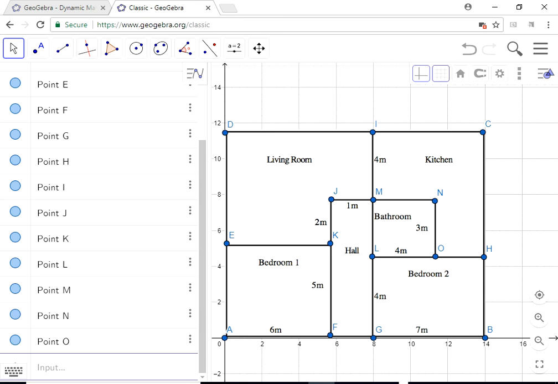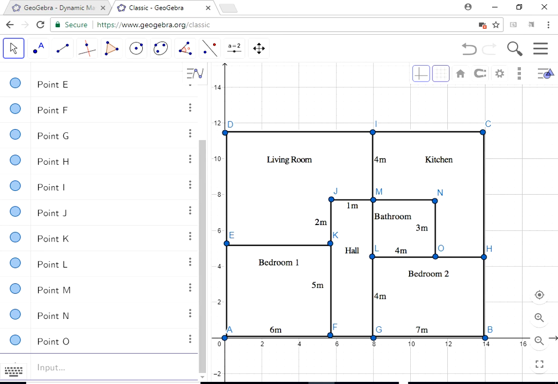Now we're going to try to find the total area of the house. To find the total area of the house, we're going to take A to B times A to D. So that is 14 times 11, which would give us 154 square meters. So to cover the whole entire floor, it takes 154 square meters of tile.